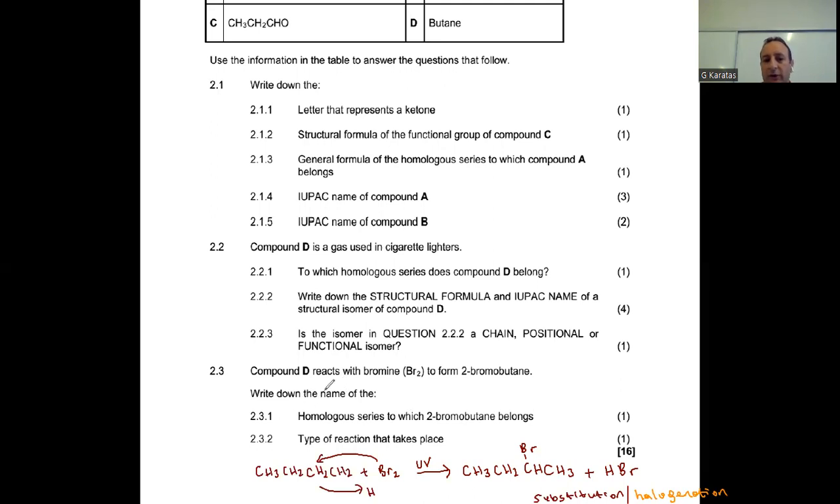Okay, let me go back to the question. Write down the name of the homologous series to which 2-bromobutane belongs. Butane is an alkane, but the presence of bromine makes it a haloalkane. So here we have a haloalkane. And the last one, the type of reaction that takes place, as I mentioned, is a substitution. You can call it a halogenation. You can even call it a bromination reaction.